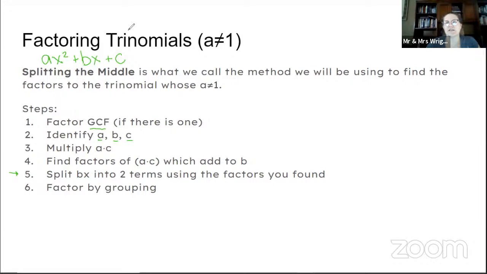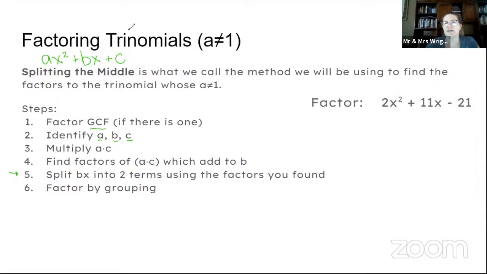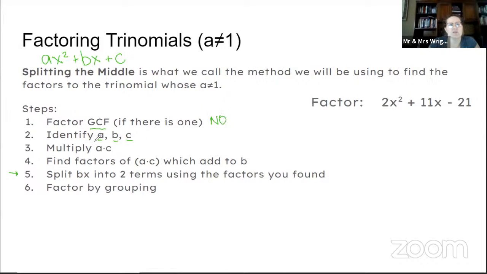Let's factor 2x squared plus 11x minus 21. Step 1, factor the greatest common factor, if there is one. Well, 2x squared and 11x both have an x in common, but there's no x in the last term, and you can't divide them all by anything else. So there is no greatest common factor. Step 1 is done.